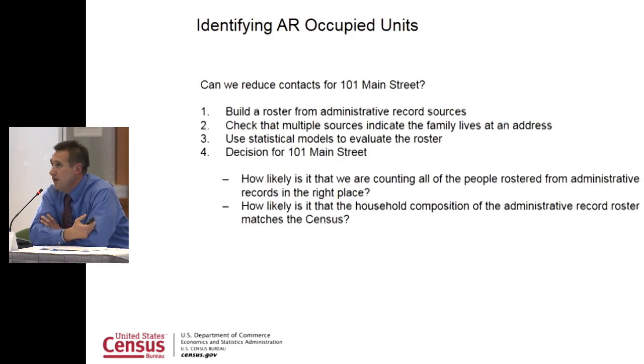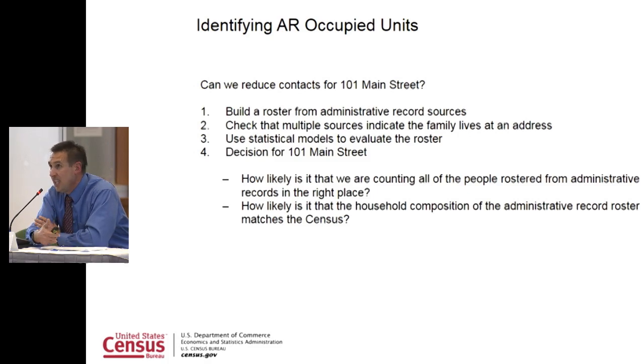So what did we end up doing on our occupied side? We need to identify administrative record occupied units. Our main question for our NERFU project is, can we reduce the contacts for 101 Main Street? The steps we take: we build a roster from the administrative record sources, and we'll go a little bit over that. One thing we're going to check is, are there multiple sources besides just one agency that indicate that a family lives at an address?